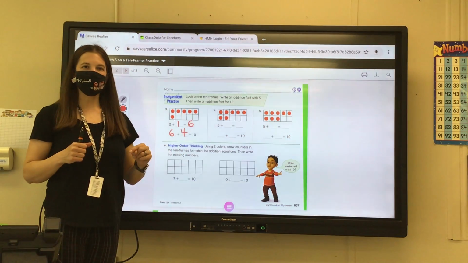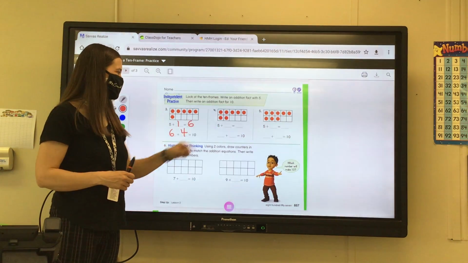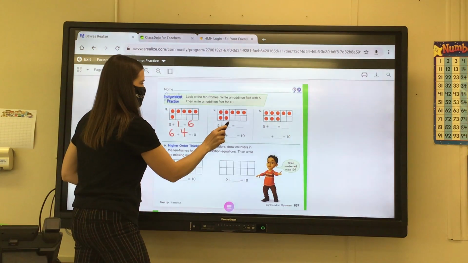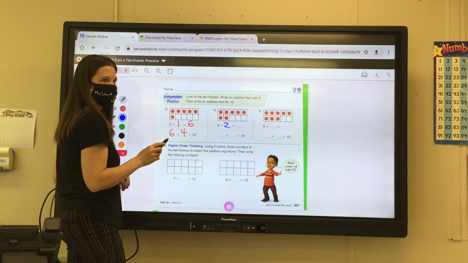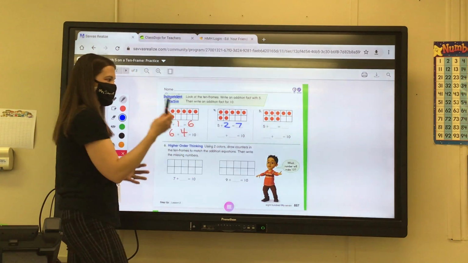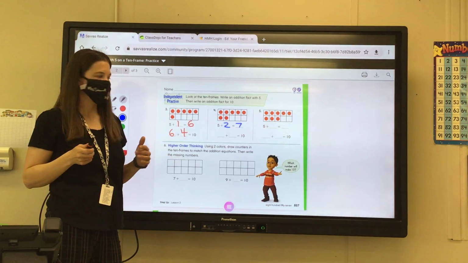How many are in the top row? 5. How many are in this bottom row? 2. So 5 plus 2 equals how many? 7. 5, 6, 7, or you could just look and know there's 7 there. We've been working with 10 frames a lot.